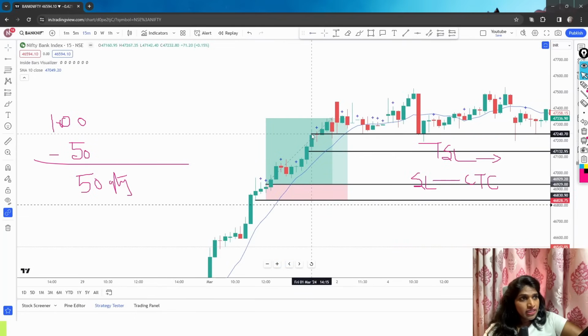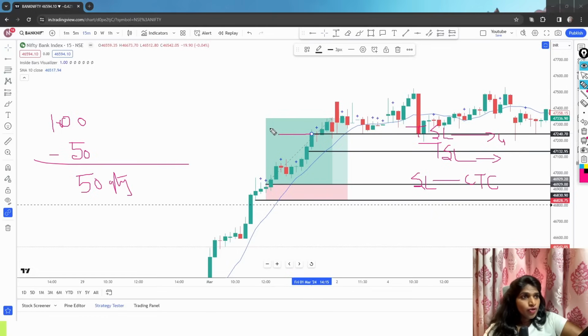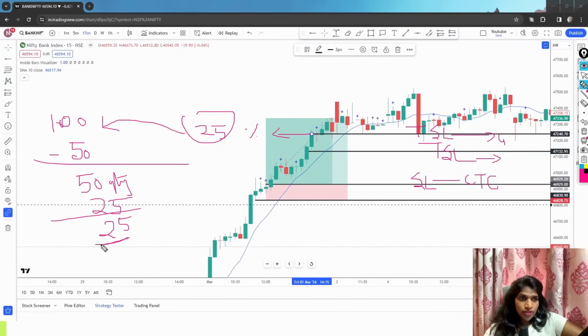First of all, I'll trail it to 3R. Now look at my fresh TSL. Okay, this is my fresh TSL. I even trailed it further, and at 4R I am going to book another 25%, which means I will book out 25% of the original quantity, which means I'll book out another 25 quantity, which means I'm left with only 25%, 25 quantity.